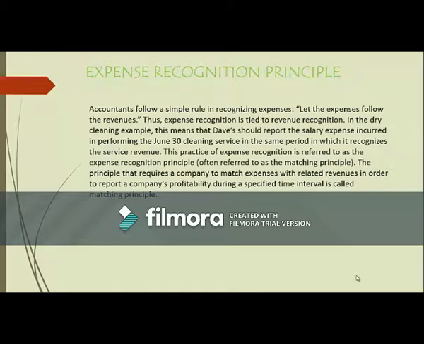Next topic is the expense recognition principle. It is just like the revenue recognition principle. The expense will be recorded in the income statement when it occurred. We won't see if the payment is paid or not.